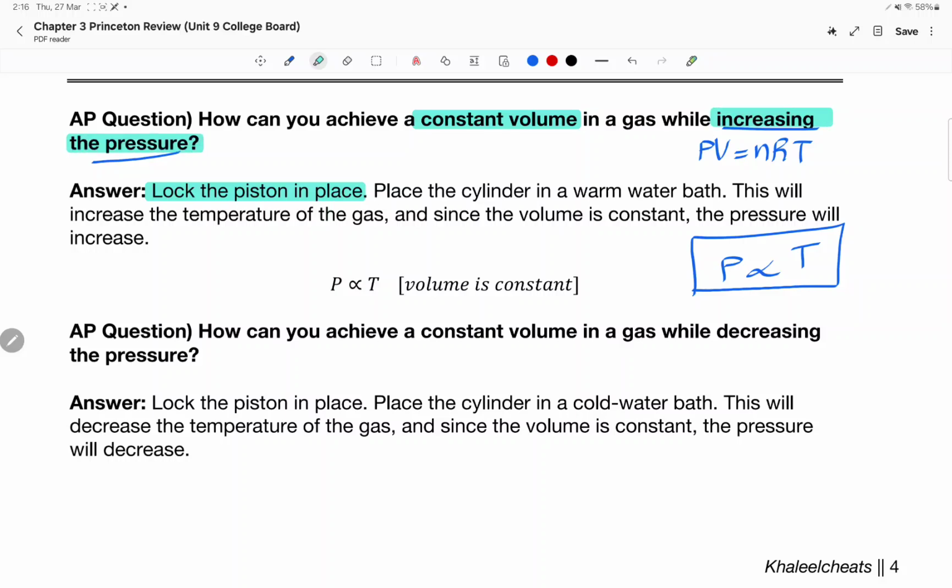Okay. How would you do that? By using a warm water bath. Okay. Now, again, to achieve a constant volume, you must lock the piston in place. And now if you want to decrease the pressure, since pressure is direct with temperature, that means you must now use a cold water bath.